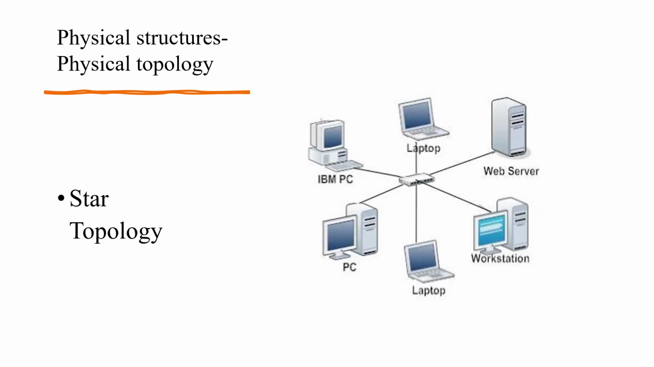A star topology is less expensive compared to the mesh. Each device needs only one link and one input-output port to connect it to any number of others. It is easy to install and configure. Less cabling needs to be housed, and additions, moves, and deletions involve only one connection, that is between that device and the hub. The disadvantage of star topology is the dependency of the whole topology on a single point, that is the hub, which is located at the center of the other devices. If the hub goes down, the whole system is dead.